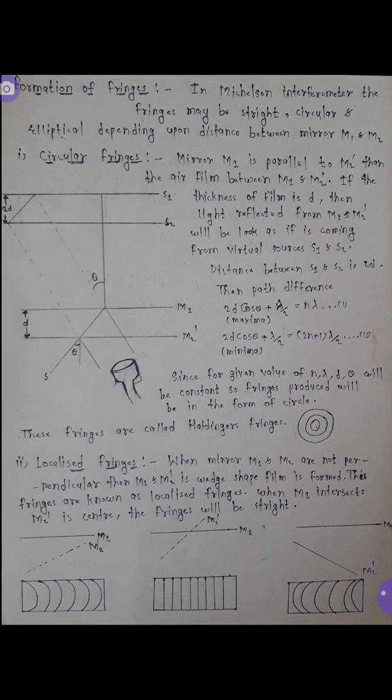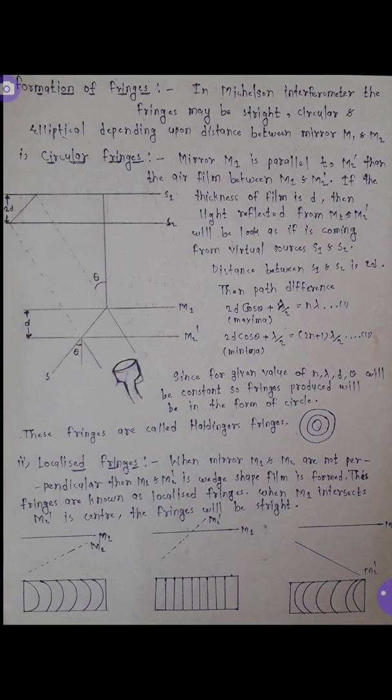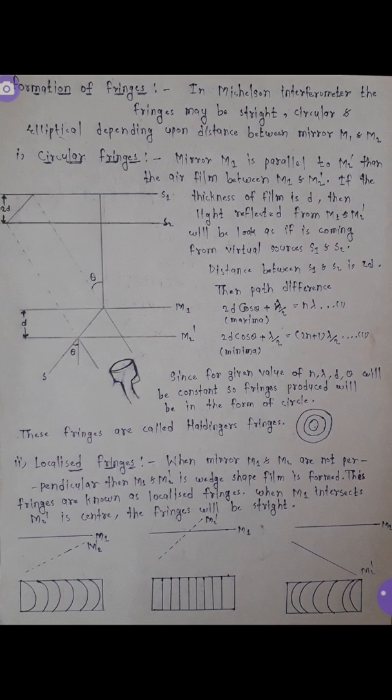Next, formation of fringes. Two types of fringes are formed in Michelson interferometer. First, circular fringes. The condition of circular fringes depends on the position of mirrors M1 and M2. Mirror M1 is parallel to M2 dash, then the air film is between M1 and M2 dash. If the thickness of the film is small d, then the light reflected from M1 and M2 dash will look as coming from the virtual sources S1 and S2.